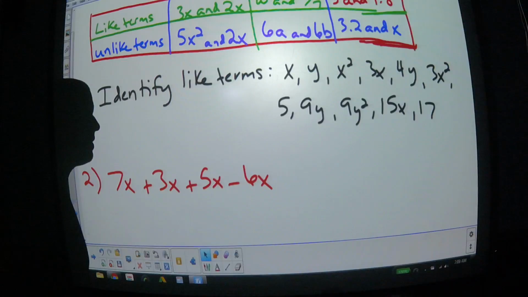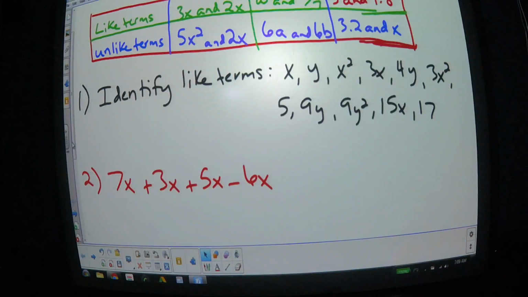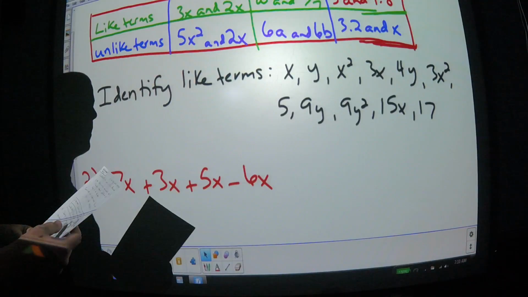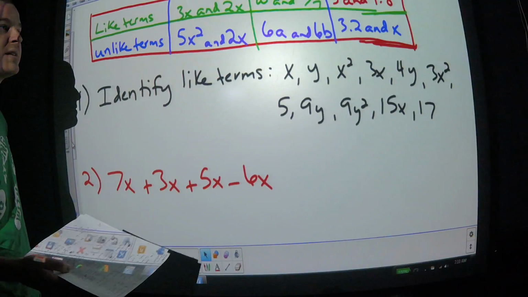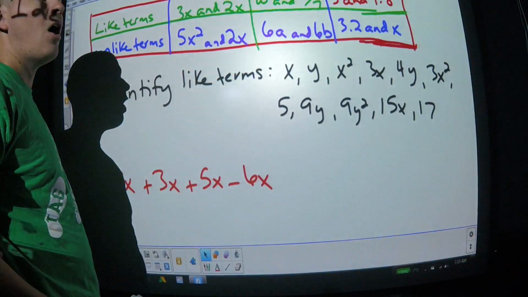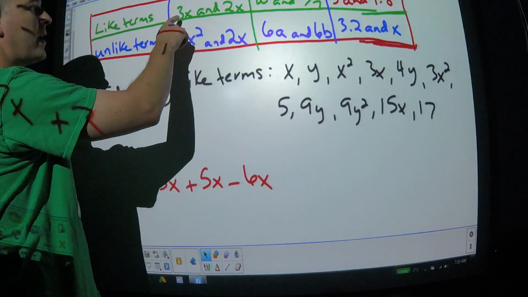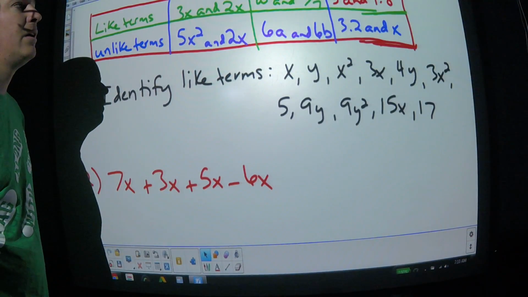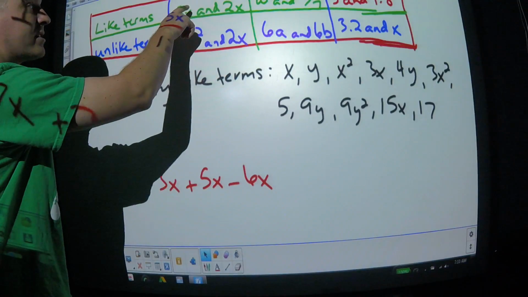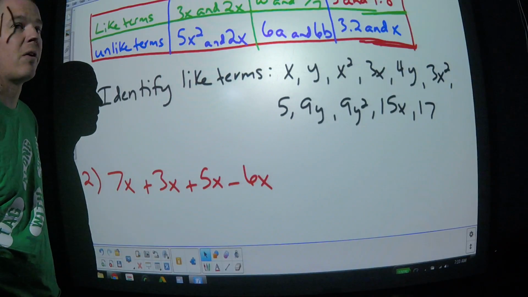On the sheet there, I've defined what like terms are: like terms are the same variables raised to the same exponents, or they are the same type of numbers. For instance, numbers like 5 and 1.8 are constants, and so they are like terms. Whereas if you look at the rest of the like terms up here, they all have the same letter, as well as the same exponent. They're all raised to the first power up there. So therefore, they are like terms.